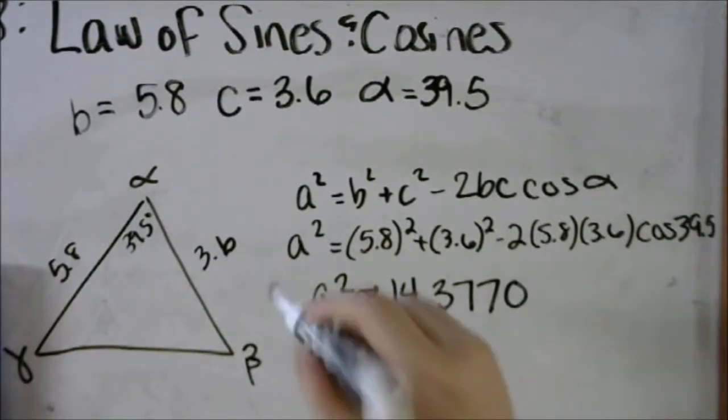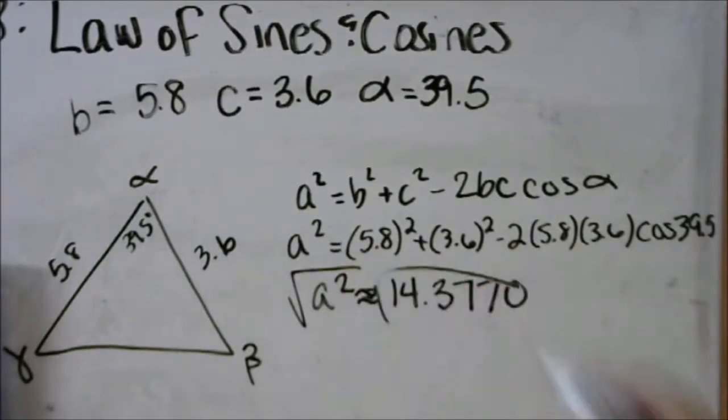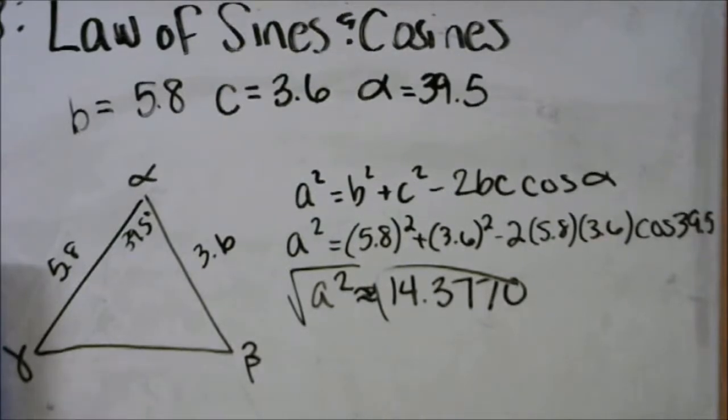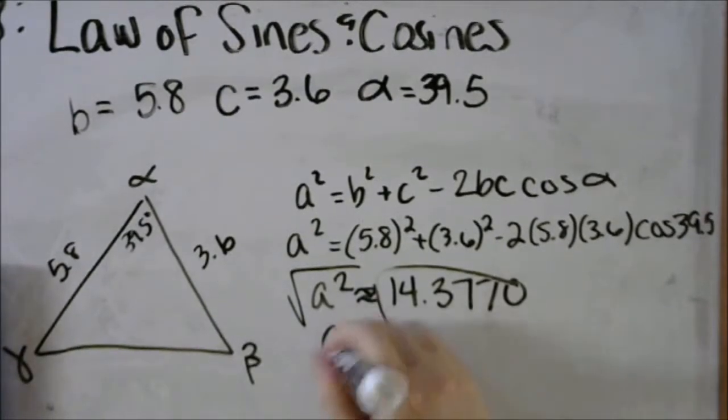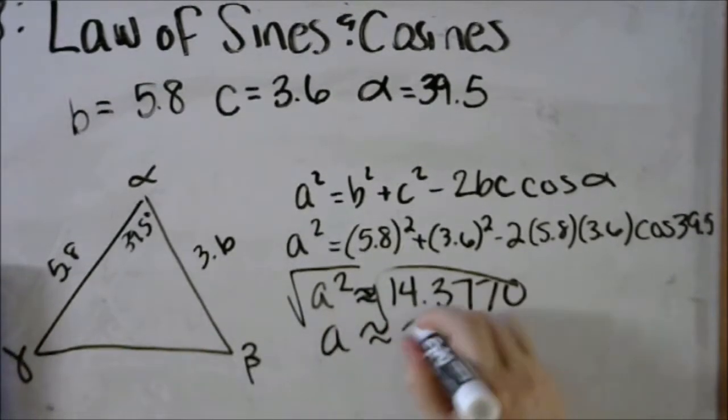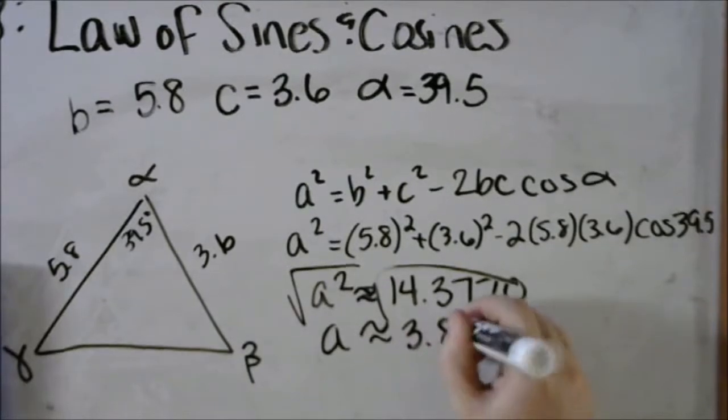Because a squared is equal to this, we need to take the square root of both sides. Just like before, I'm not taking the square root of the rounded value. I'm taking the square root of the answer that's stored in my calculator. A is approximately 3.8.